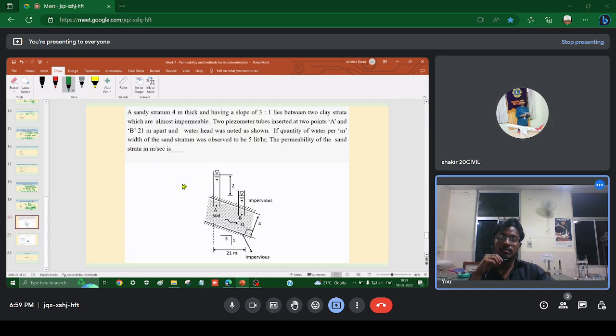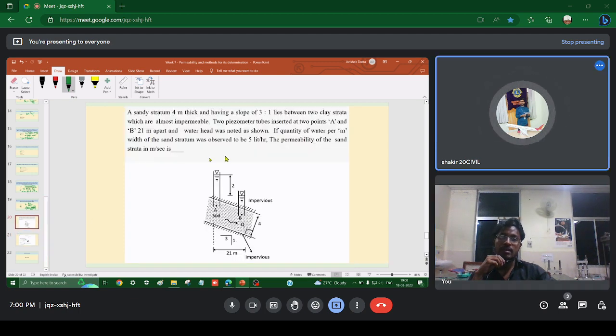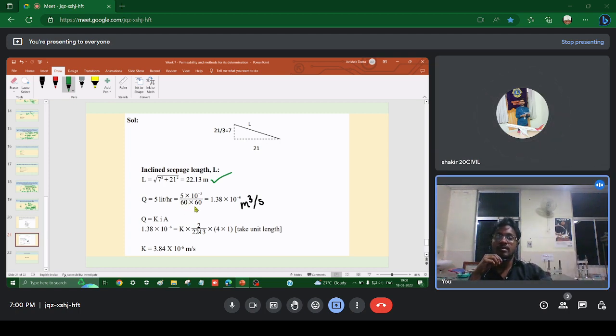Because the flow is taking place in this direction, to find the length, and the head divided by the traverse will give you the value of hydraulic gradient I. Here it is 3 horizontal to 1 vertical, so 21 here, vertical is 7, so you can find the length, 22.3 meter. This will be the length. Now Q is given in liter per hour, and the question demanded the answer in meter per second. So 1000 liter equals 1 meter cube, 10 to the power minus 3, and here 60 into 60, that is hour to second. You get this value of Q.